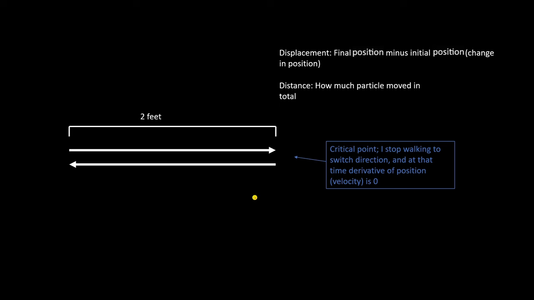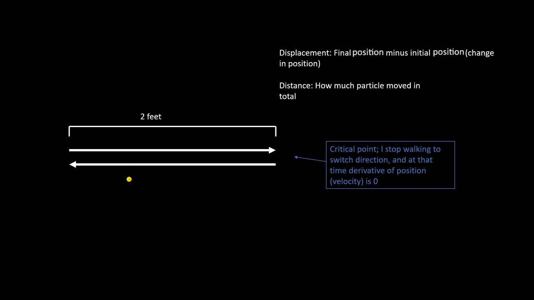Another nuance to be aware of is the difference between distance and displacement. So displacement is just the final position minus the initial position, the net change in position. Distance, on the other hand, is how much you moved in total. If I walk 2 feet forward and 2 feet back, my displacement is 0, but my distance is 4 feet.